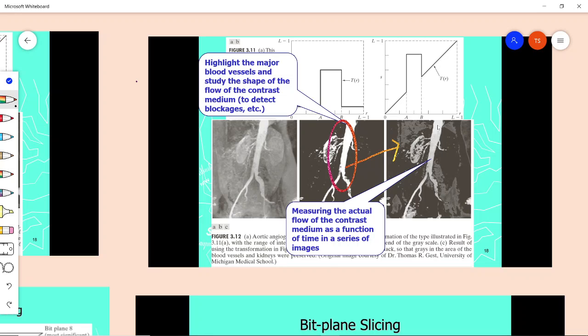So when we take the actual flow of the blood, then from time to time, we can see where the flow is happening and where the blockage is happening. That's why here we take the time in a series of images. This is the application of the slicing transformation operation.